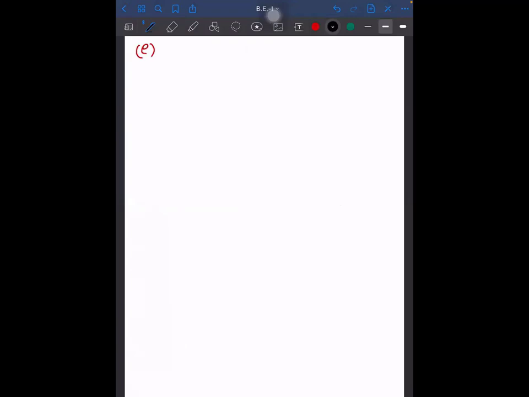Yes, sir. Now W is equal to (x1, x2, x3) such that x1 square plus x2 square plus x3 square is less than 1. Will this be a subspace? No, sir. Why is it not a subspace? Give me a good reason.